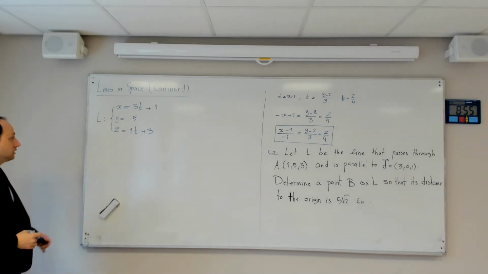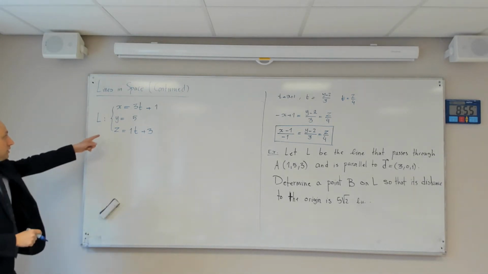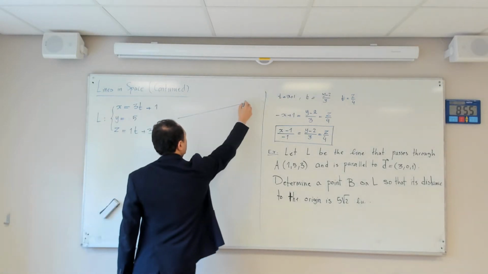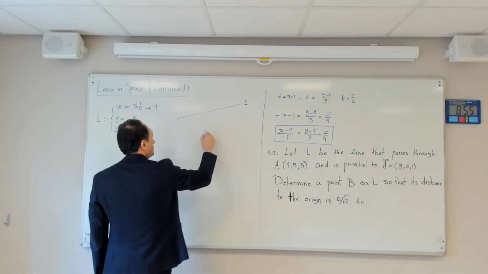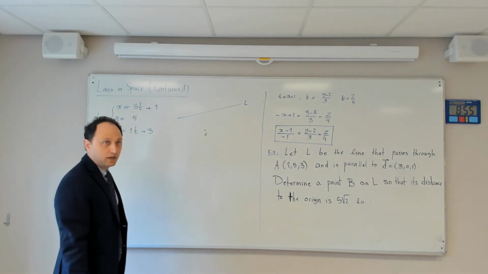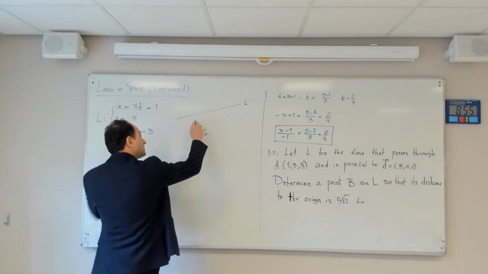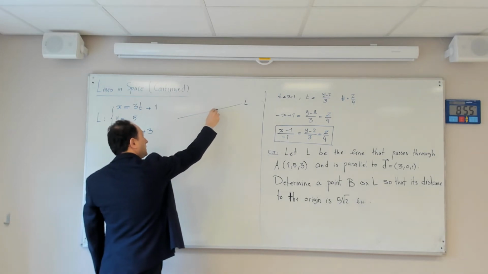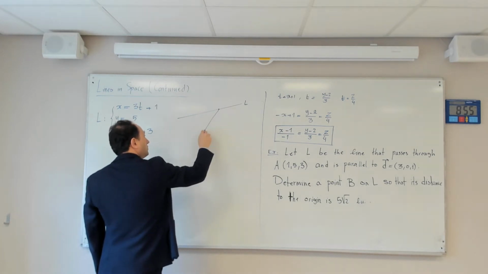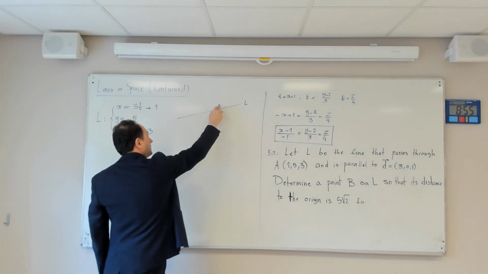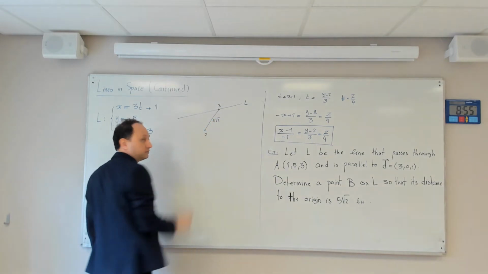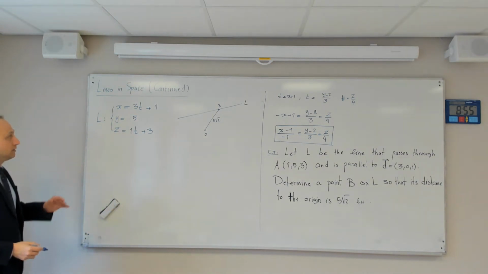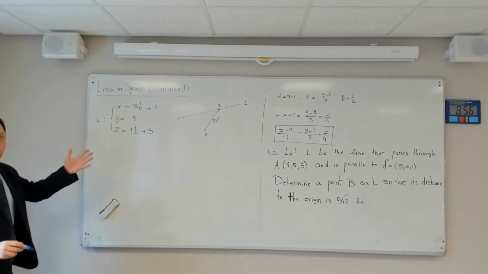But now, there are infinitely many points on this line. So assume that this is the line L. Just visualize. And this is your origin. You want to find a point on this line so that when I measure its distance to O, it becomes 5 square root of 2. That's the goal. Okay, before doing any calculations, how do you analyze the problem?